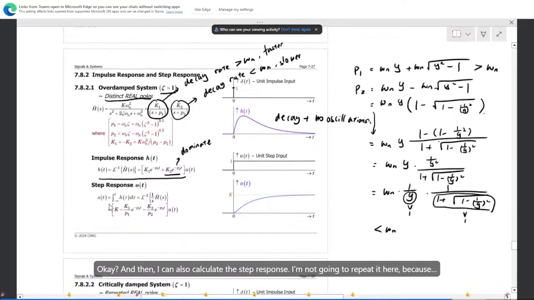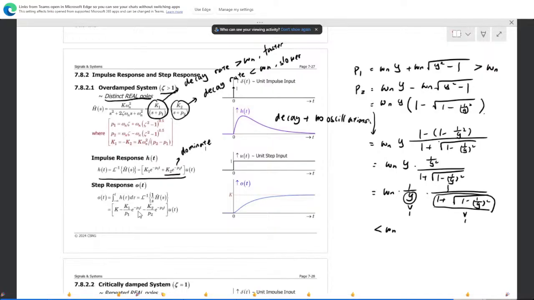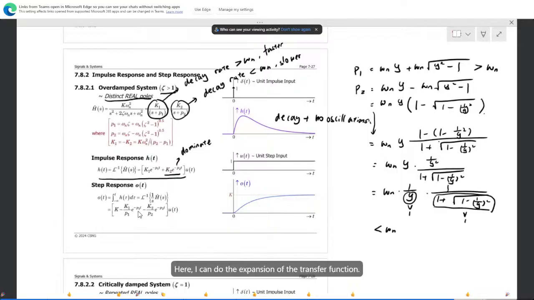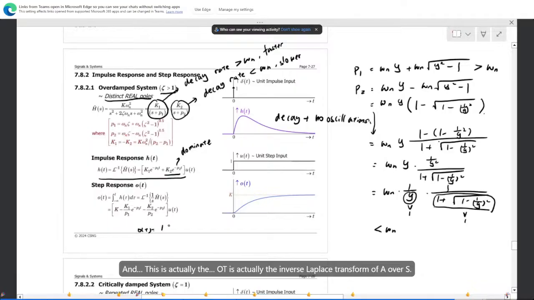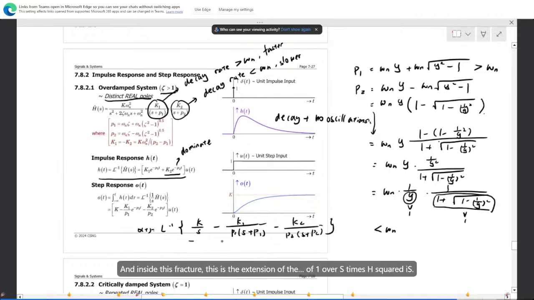Okay? And then I can also calculate the step response. I'm not going to repeat it here because I have done it before. So here you can use the inverse Laplace transform of 1 over s times H squared by s. I can give you the answers for it. I wrote it before. Here I can do the expansion of the transfer function. And this is actually the inverse Laplace transform of k over s minus k1 over t1 times s over s plus t1 minus k2 over t2 times s plus t2. And inside this bracket, this is the expansion of 1 over s times H squared by s.